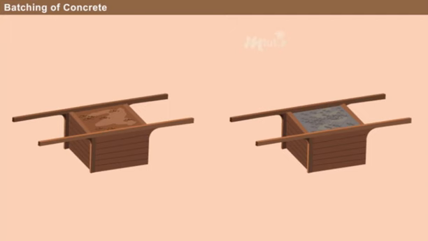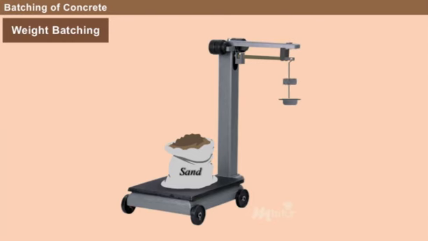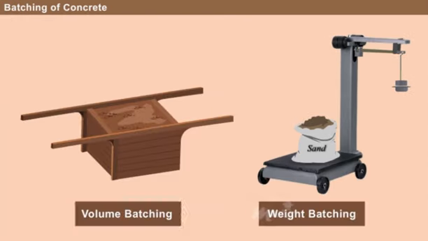Volume batching is not an accurate method because when the fine aggregates are wet, its volume increases by 25%. Also, the weight of cement per unit volume also varies depending upon the compaction of gauge box. In weight batching, the concrete materials are weighed by weight machine. Compared to volume batching, weight batching is more accurate for measuring the concrete materials.